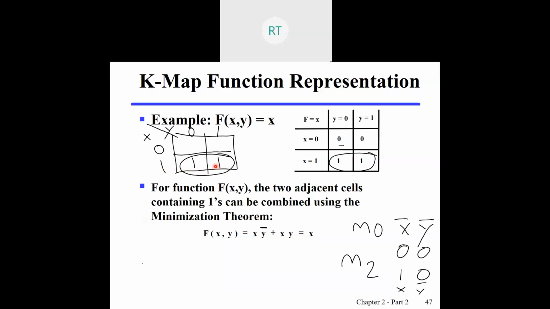I want to look now at the y, please. What is y here? 0. What is y here? 1. So did y change? Yes. Y changes, I eliminate y. So what is my answer? My answer is f equals x. So what happened? I simplified the Boolean expression using the Karnaugh.